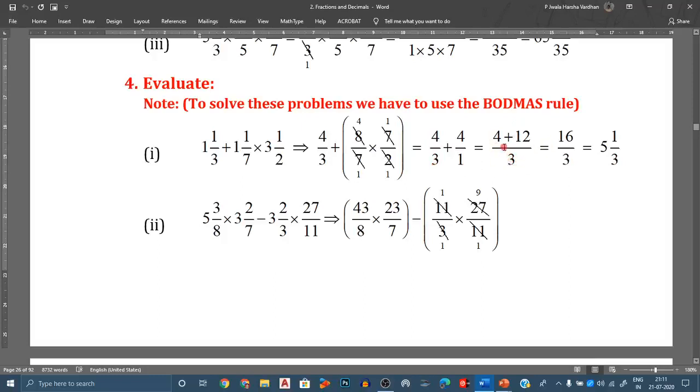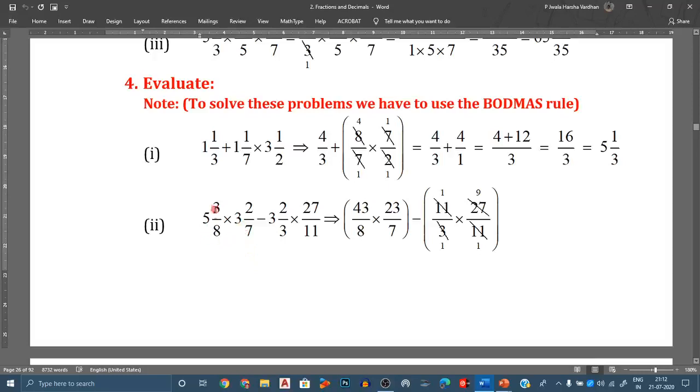Okay, next, 4 plus 12 is 16 by 3. You cannot divide 16 by 3 directly, so you will get a mixed fraction. So 5 1 by 3 is the simplified form of the given expression.